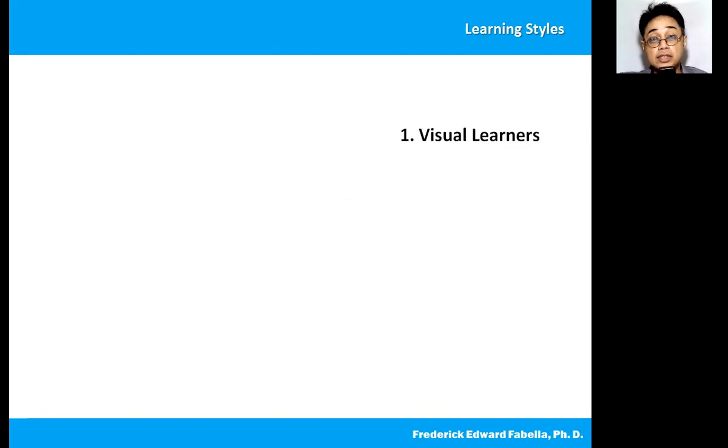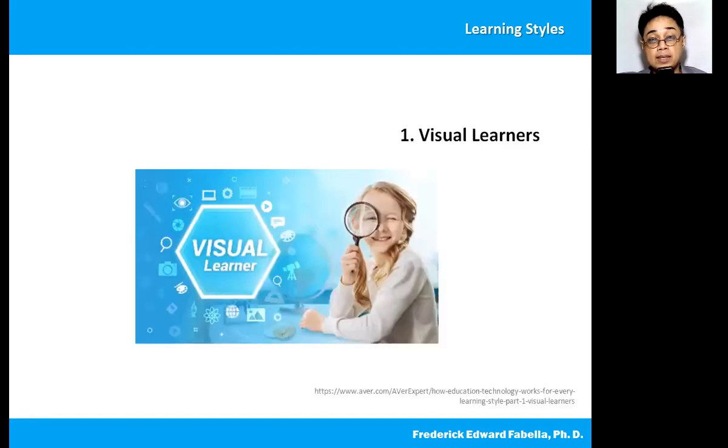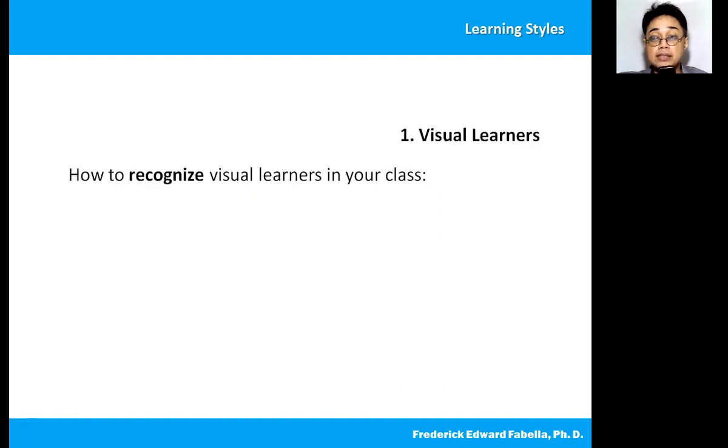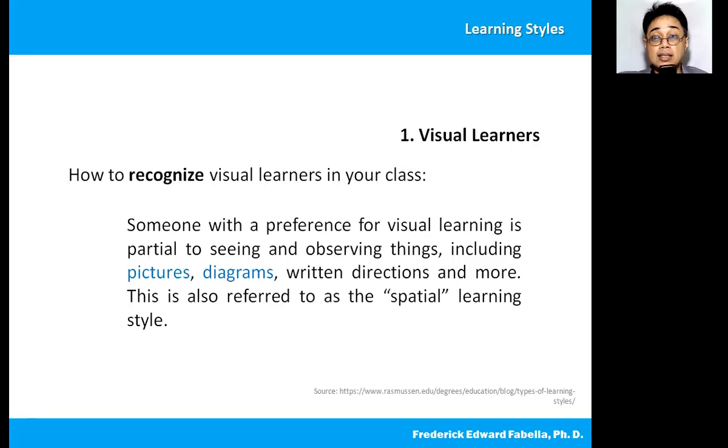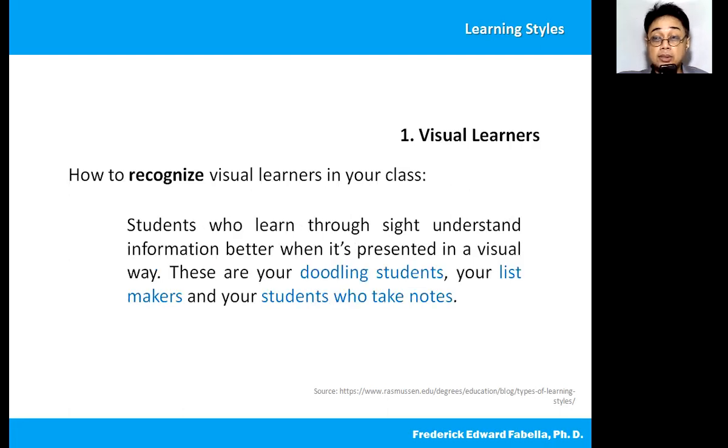So let's start with the visual learners. So how do we recognize visual learners in class? They are the learners who have a preference for seeing and observing things, including pictures, diagrams, written directions, and more. This is also referred to as the spatial learning style. Students who learn through sight understand information better when it's presented in a visual way. These are your doodling students, your list makers, and your students who take notes.